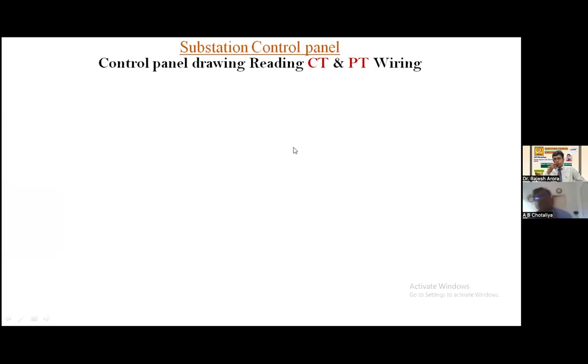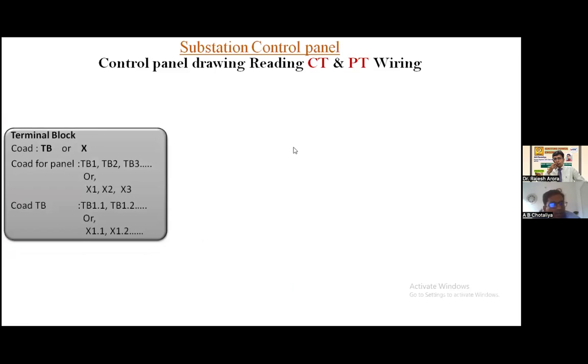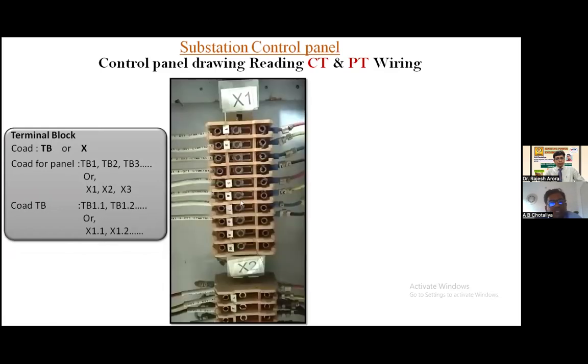Now, as the CT and PT wiring is completed, in every panel there will be a set of TBs, which is called TB or X, and in the set of TB, one TB may be called TB.1, TB.2, or X.1, X.2, just like this. There is one set of TB, X1. This all is the X1, and the first TB of this X1 is called X1.1.